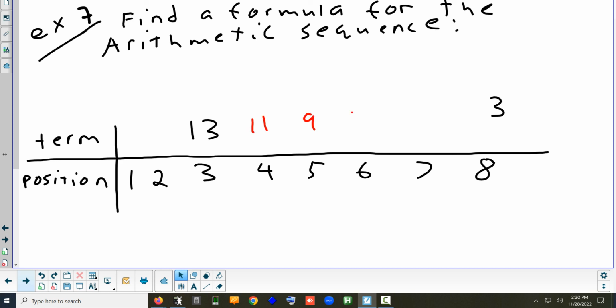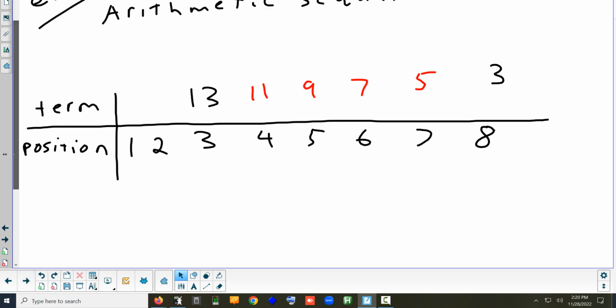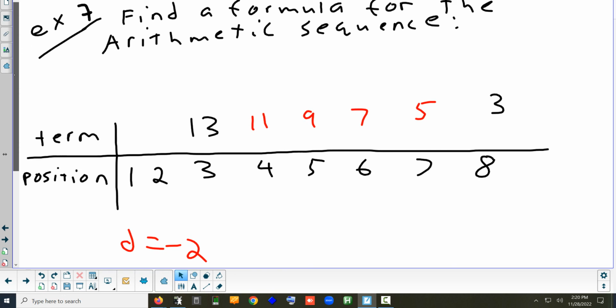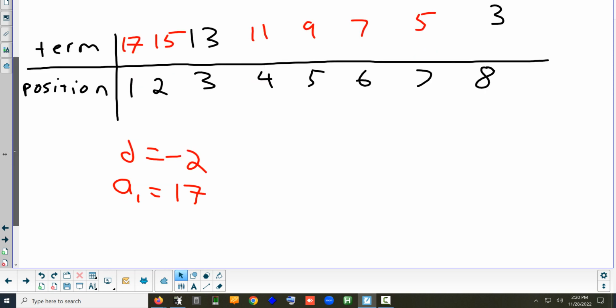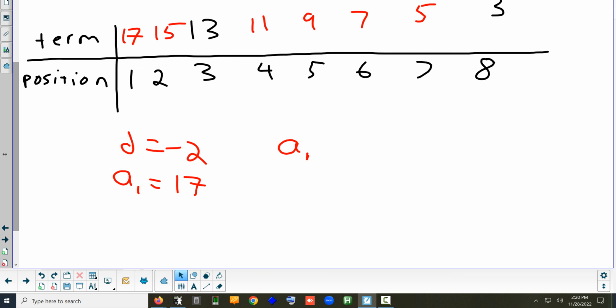11, 9, 7, 5. So we know that the common difference is -2, because we're going down by 2, but I still need the first term. So, second term would be 15, and what about the first term? There you go. So you just work backwards to get the first term. And now we can write the formula. A sub n equals a sub 1 plus n minus 1 times -2.